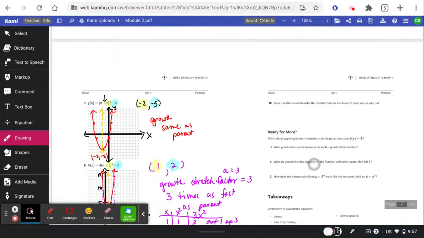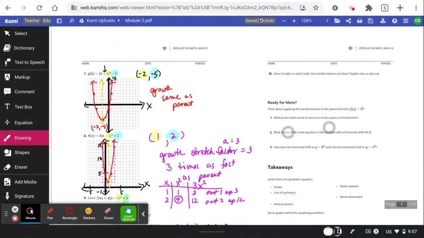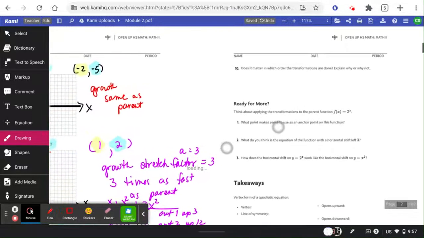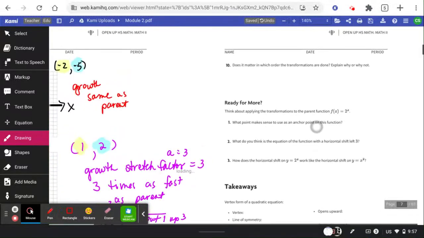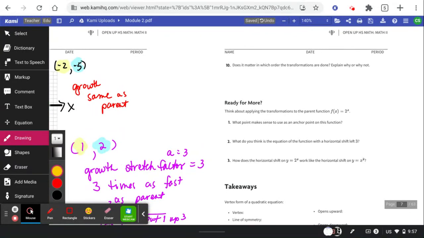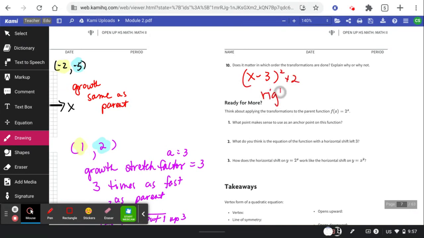Okay. Does it matter in which order the transformations are done? Explain why or why not. So they're asking if you've got this x minus 3 squared plus 2. Does it matter if I go right 3 and then up 2? Or if I go up 2 and then right 3? What do you guys think? Say yes or no, and let me know if you think it matters what order that happens.